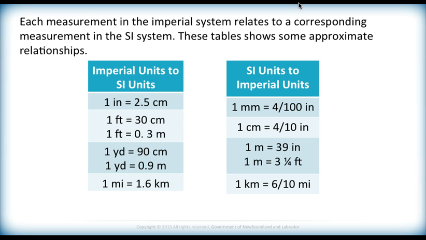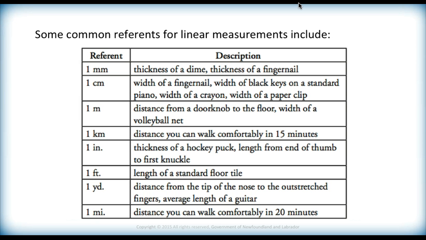However, if you are given the SI units and need to move to imperial, these are the ones you'll have to use in the right table. 1 millimeter equals 4/100ths of an inch. 1 centimeter equals 4/10ths of an inch. 1 meter equals 39 inches. And 1 meter equals 3 1/4 feet. 1 kilometer equals 6/10ths of a mile. So keep these tables as a reference, so when you actually solve problems, you can go back and relate to them.